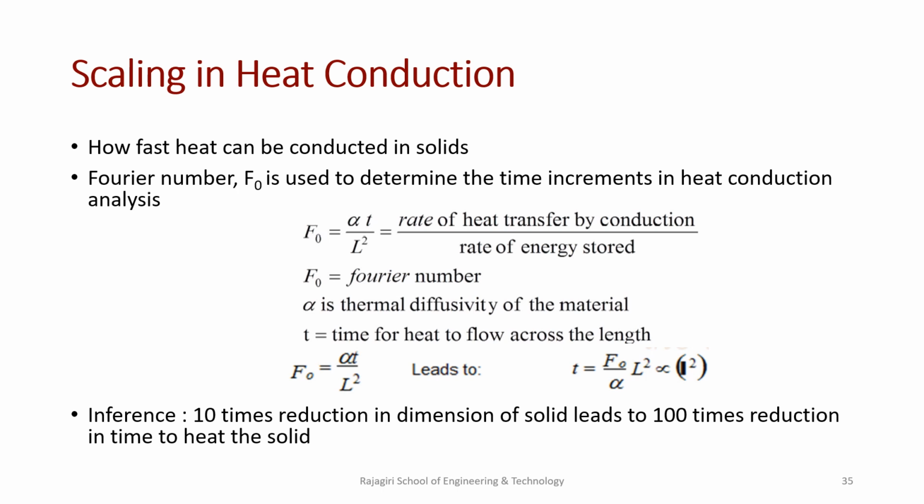From this formula for F0, we can deduce the formula for the time T, which will be equal to F0 into L square by alpha. Here F0 and alpha do not scale with the linear dimension. The only factor that scales with the linear dimension is L. So T will be proportional to L square. The inference from this is that 10 times reduction in the dimension of the solid leads to 100 times reduction in time to heat the solid.